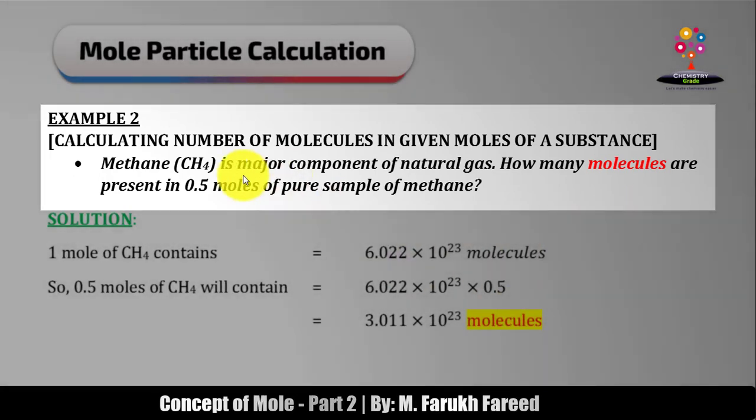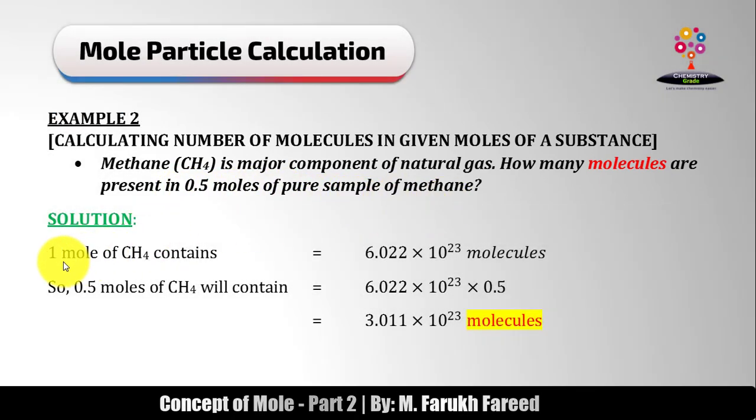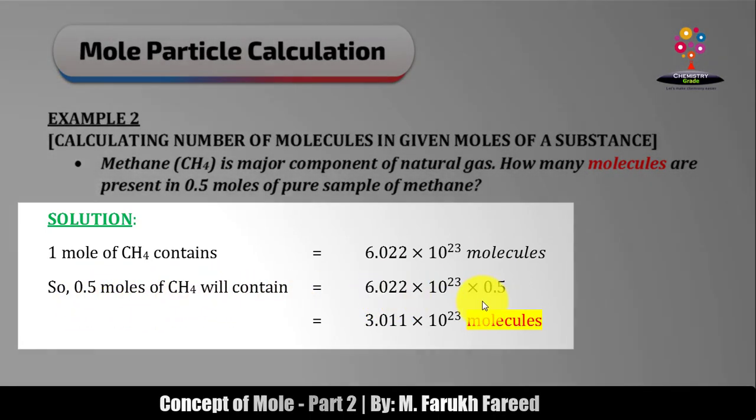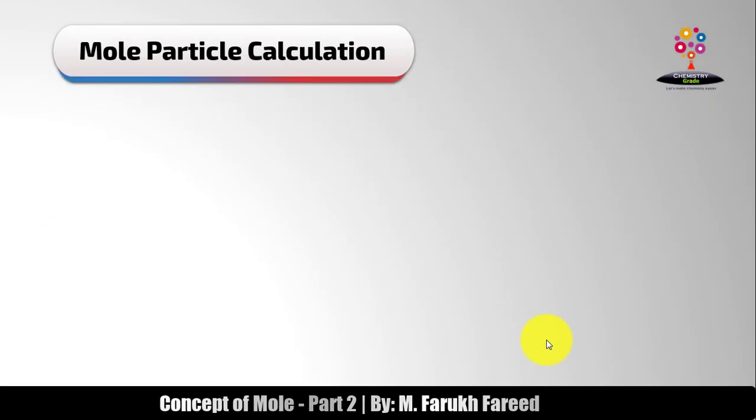So for this purpose we have to go through this example, and I will read this statement for you. Methane is a major component of natural gas. This is a general information. So how many molecules are present in 0.5 moles of pure sample of methane? So 1 mole of methane contains, as we know, exactly 6.022 into 10 raised to power 23 molecules. So 0.5 moles of methane will contain, simply multiply it with 0.5, so it will get you to 3.011 into 10 raised to power 23 molecules. You can calculate it easily by using a scientific calculator.